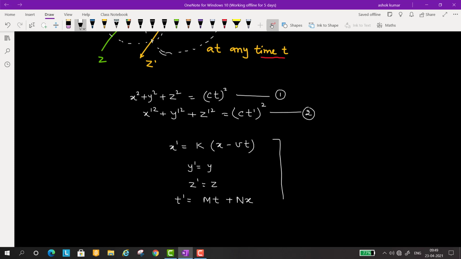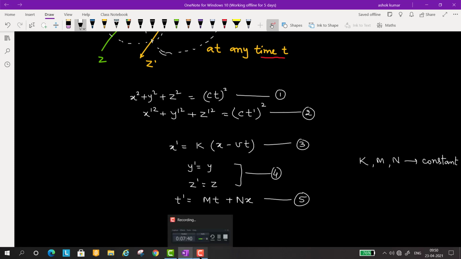So these are the equations that we have supposed, and these equations are connecting the coordinates of S dash frame with coordinates of S frame. So we mark these equations as 3, 4 and 5, and here K, M and N are constants whose values we are to determine. And finally when we find these values K, M and N, and substitute them in these equations, these equations will be termed as Lorentz transformation equations.